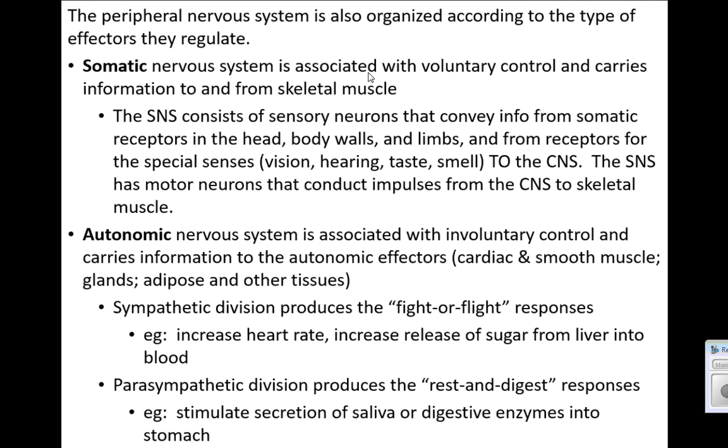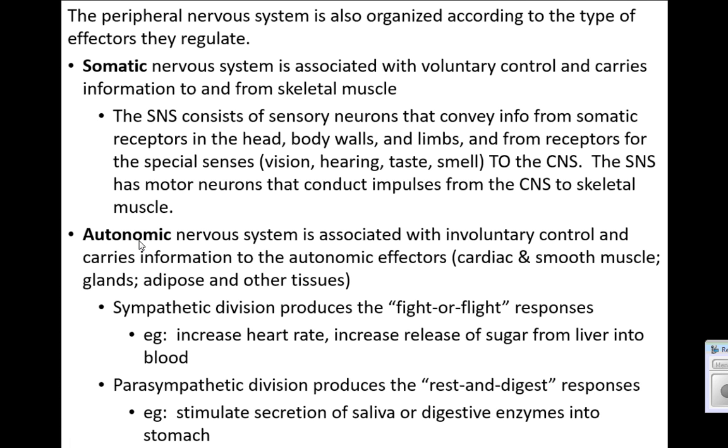What we talk about with somatic is mainly motor or output, but there's also sensory or input. So as it states here, the somatic nervous system consists of sensory neurons conveying info from somatic receptors on our head, body wall, and limbs, as well as the receptors for the special senses. We'll talk more about those in our next unit. For this unit, in our last lecture, we'll talk mainly about the motor aspect, signals going out to the skeletal muscle.